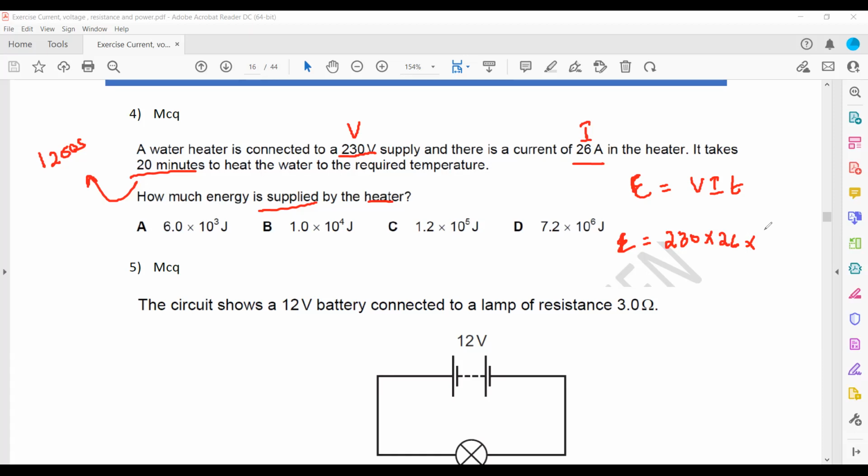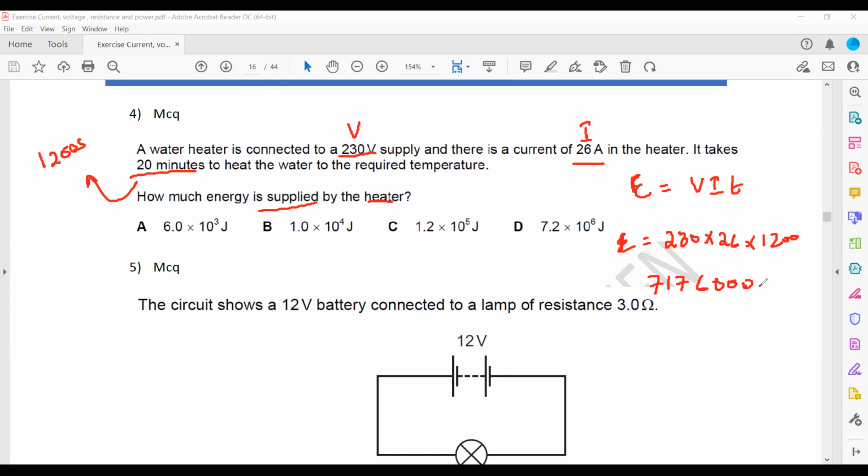So this will be multiplied by 1200. So when we multiply, it will give us 7176, and 3 zeros are there. So we have to convert into exponent because all the answers are in exponent.